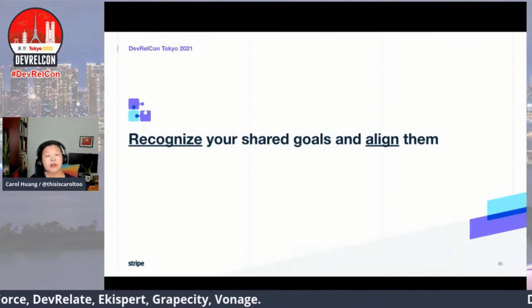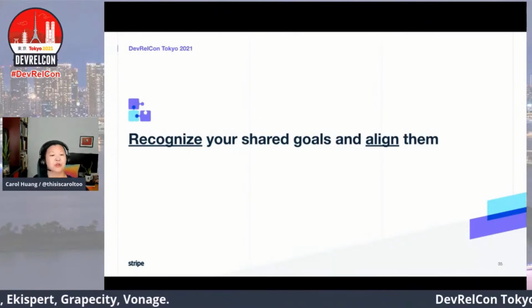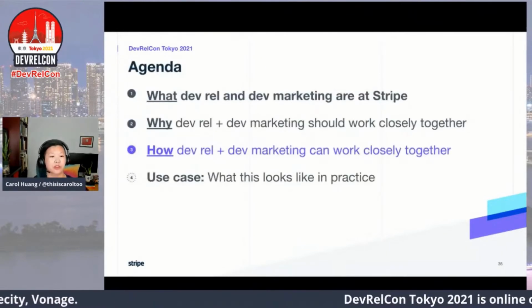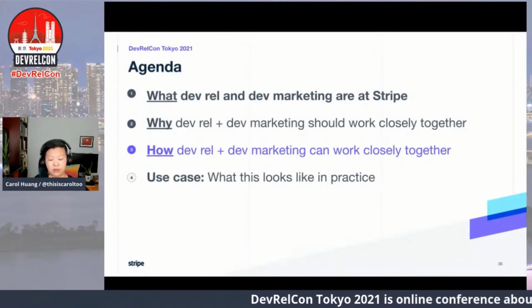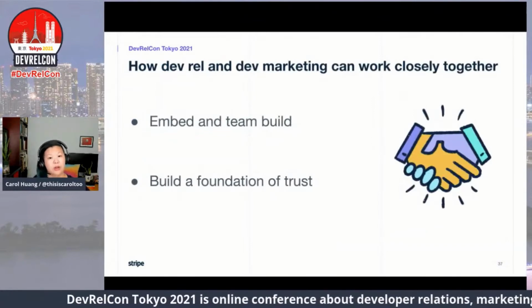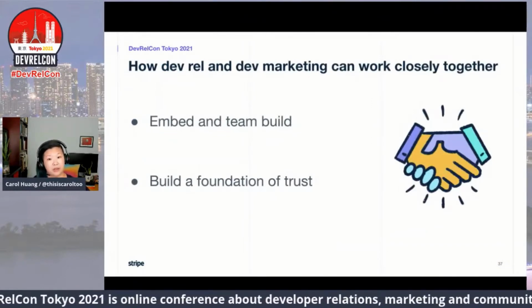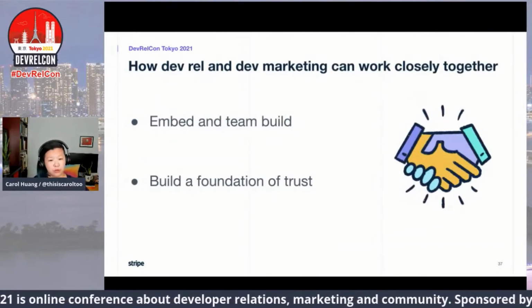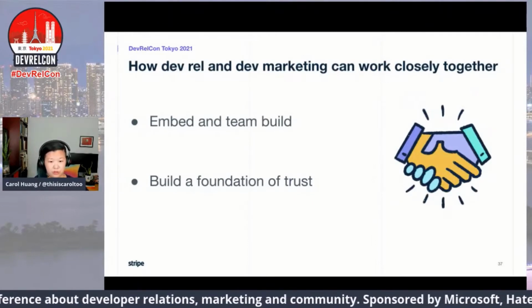So, great. That's real conceptual. How does this work when you bring actual people into it? So let's go into how you actually break down these silos. There's two main points in this that I want to go over. Number one is to really embed and team build. And number two is to build a foundation of trust.